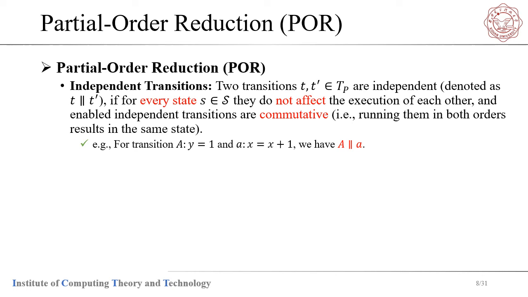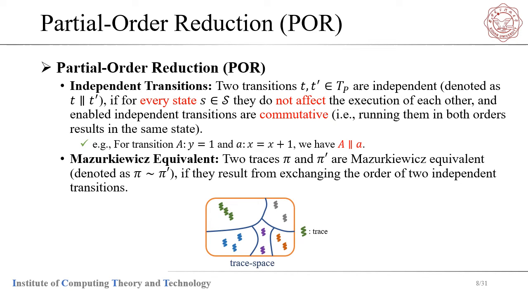Two transitions are independent if for every state S, they do not affect the execution of each other, and enabled independent transitions are commutative. With this basis, two traces can be regarded as equivalent if one can be obtained from the other by swapping adjacent and independent transitions. Therefore, partial order reduction techniques need to explore at least one trace from each equivalence class.